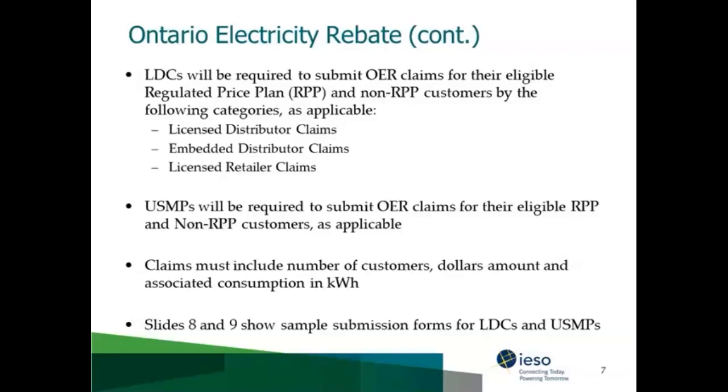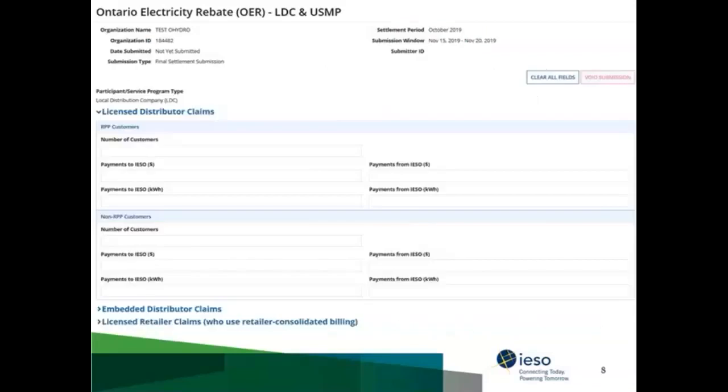On slides 8 and 9, I will show you what the new forms look like. Slide 8 includes the form for the LDCs. The form is divided into 3 categories: the LDC distributor claims, embedded distributor claims, and licensed retailer claims. The fields within each of these categories will be exactly the same.